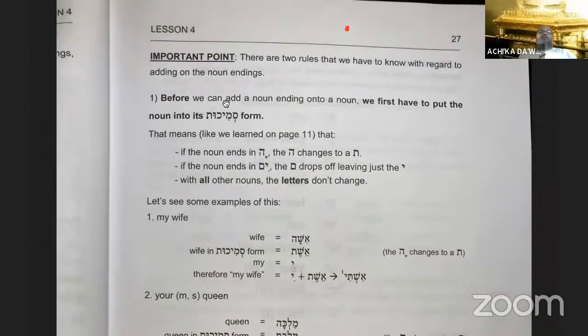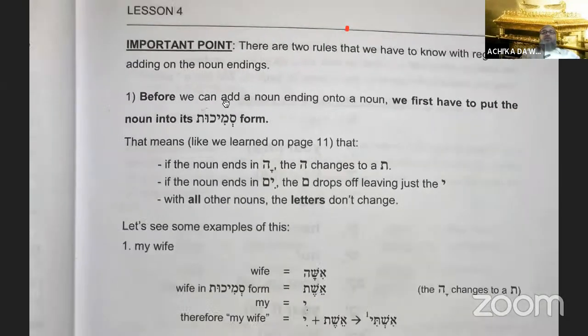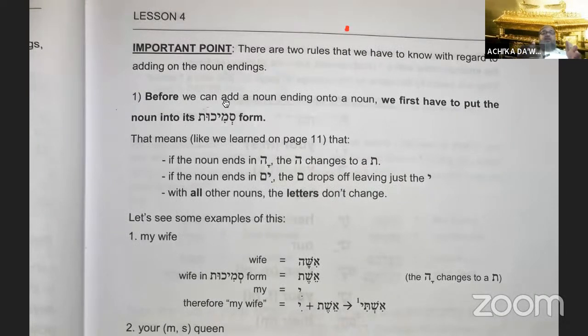Okay, so here it is, you guys. This is an important part. There are two rules that we have to know with regard to adding on the noun endings, because there are rules in this language. And you guys are getting the rules. You got the rule about the endings: what do they look like? But there are rules that you have to follow. Once you learn the rule of something, you're fine. So before you can add a noun ending onto a noun, you've got to put this noun in what they call a semicolon form. Okay.